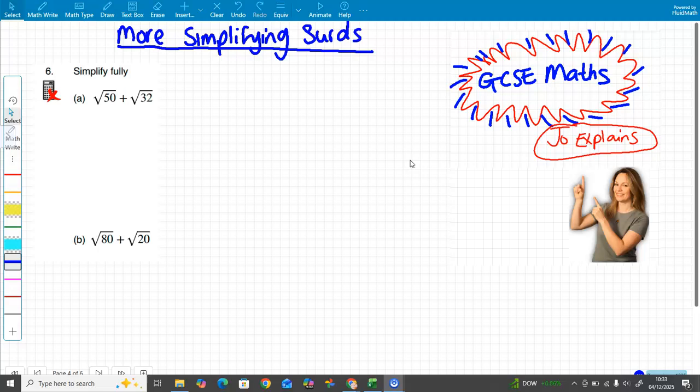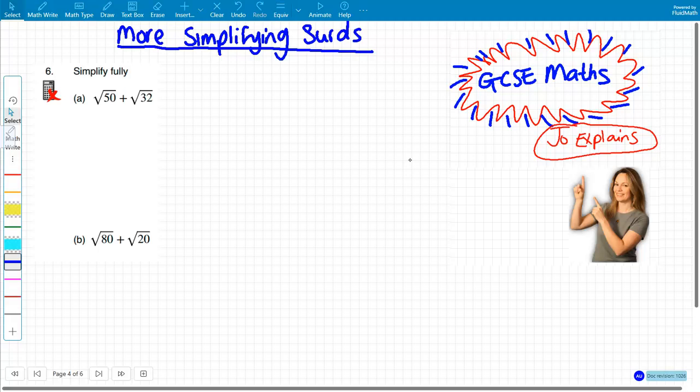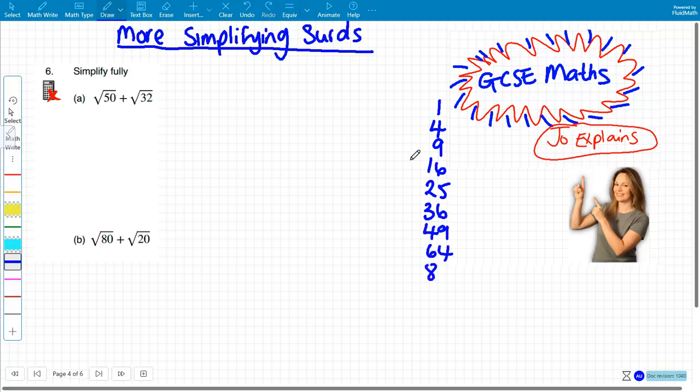If you remember from my last video, I suggested you write out the square numbers at the side of your page. I think that's still a good idea. So we're going to write the numbers out: 1, 4, 9, 16, 25, 36, 49, 64, 81, and 100. Just write them out, it's good practice. That just helps you when you're looking for factors.